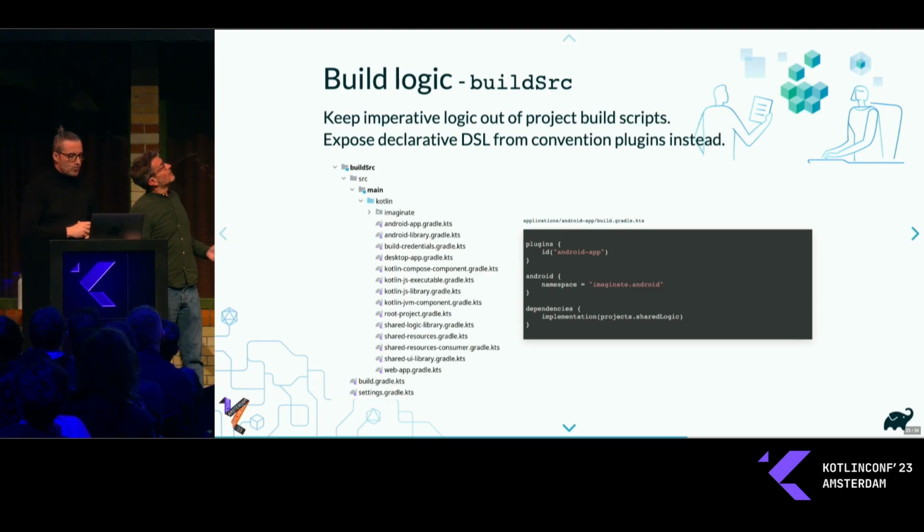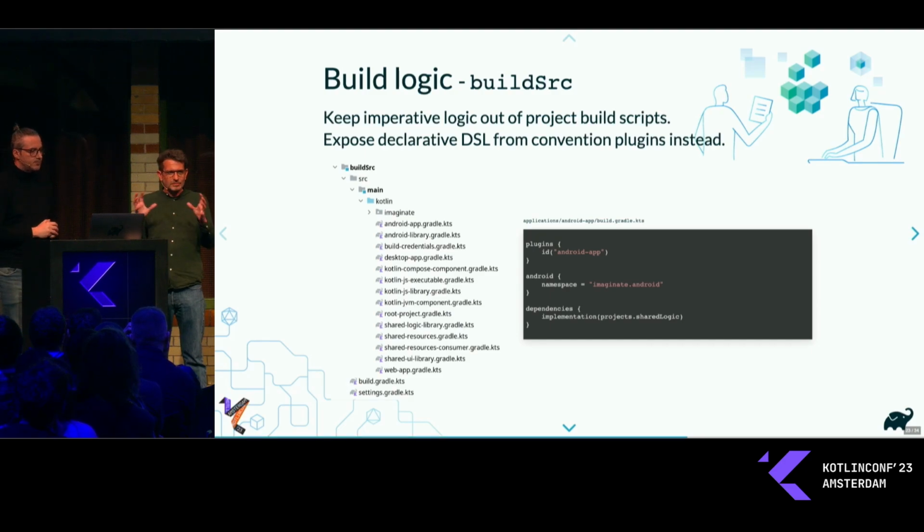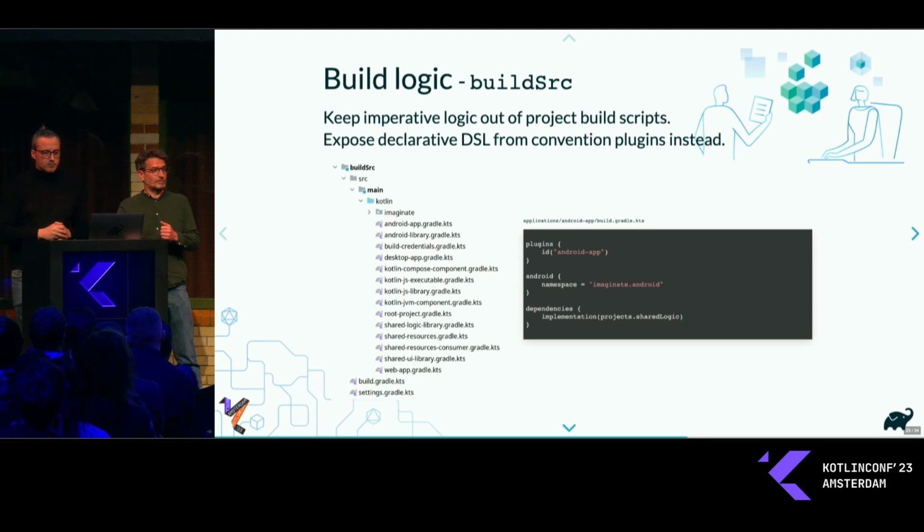And you see, that build is not large, but it has some complexity, and we already have a share of convention plugins, because we went all the way down to not repeating ourselves. So we have the Kotlin JS library, the Kotlin JS executable, all these are conventions. Kotlin JVM component, and then the main plugins like Android app, web app, desktop app, they reuse these other ones, their siblings.